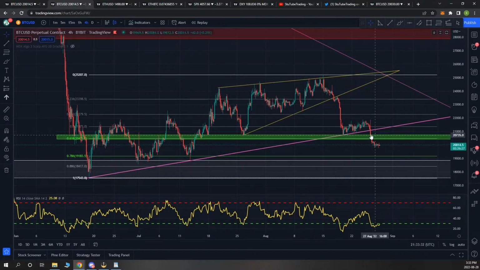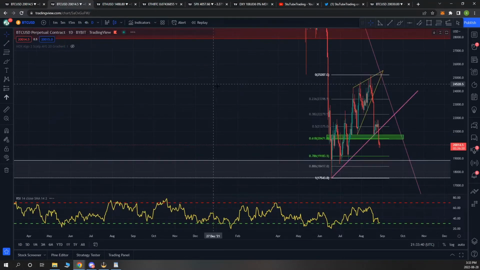But like I said, I personally think there's a little bit of room to go to the downside yet. We're going to have to see what happens there, but that's just my thoughts on things.